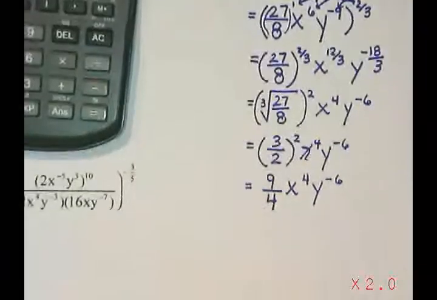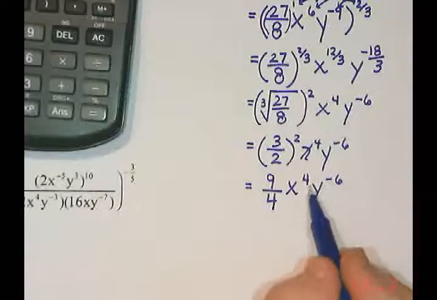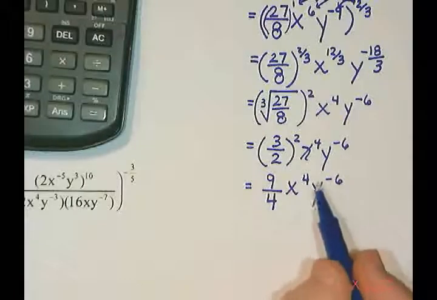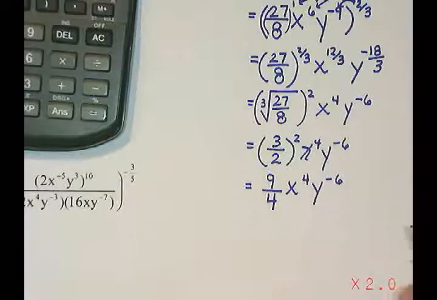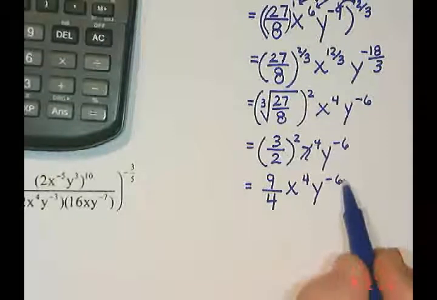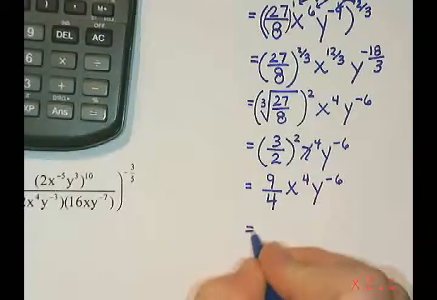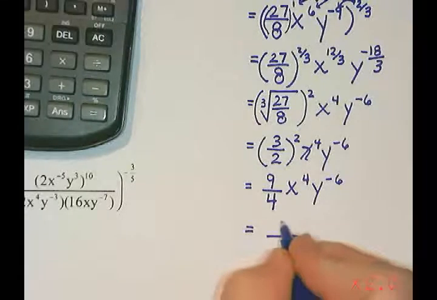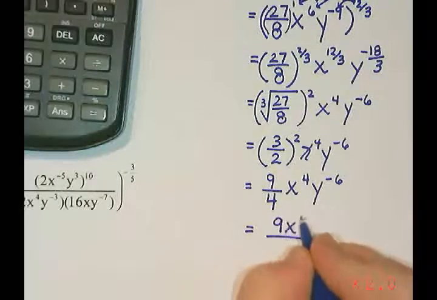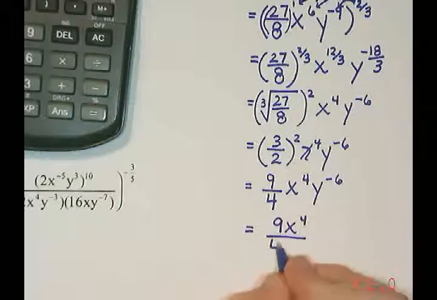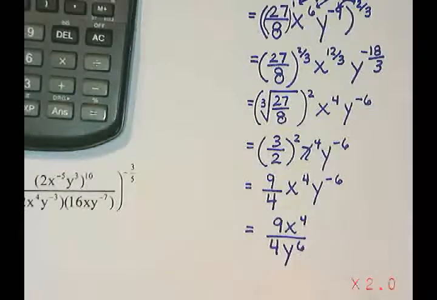And now at the very end, I'm going to take that y to the negative 6. Now a negative exponent, we say, makes a fraction, or it has a flipping over action. So what it's going to do is it's going to take that y, and it's going to flip it down into the denominator with the 4. So we're going to end up with a 9 and an x to the 4 in the numerator, and a 4 y to the 6 in the denominator.